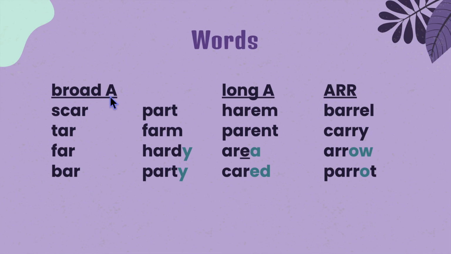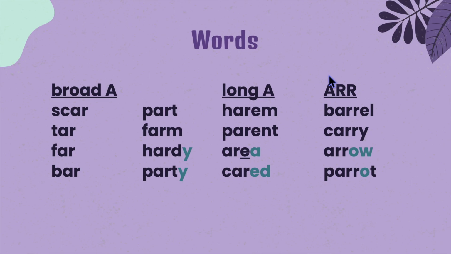All of these words will use the broad A sound of AR because they either have AR at the end of the word or AR followed by another consonant. Scar, tar, far, bar, part, farm. Y at the end of a longer word usually has the long E sound. Hardy. Party.